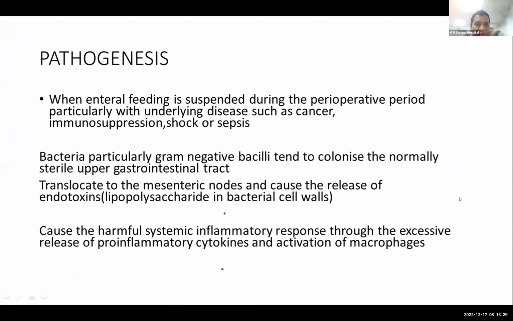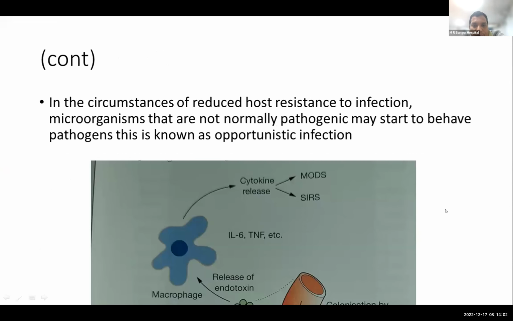Pathogenesis includes when enteral feeding is suspended during the perioperative period, particularly with underlying disease such as cancer, immunosuppression, shock, or sepsis. Bacteria, particularly gram-negative bacilli, tend to colonize the normally sterile upper gastrointestinal tract, translocate to the mesenteric node, and cause the release of endotoxin like lipopolysaccharide in bacterial cell walls, causing a harmful systemic inflammatory response through excessive release of pro-inflammatory cytokines and activation of macrophages. In the circumstance of reduced resistance to infection, microorganisms that are not normally pathogenic may start to be a pathogen. This is known as opportunistic infection.